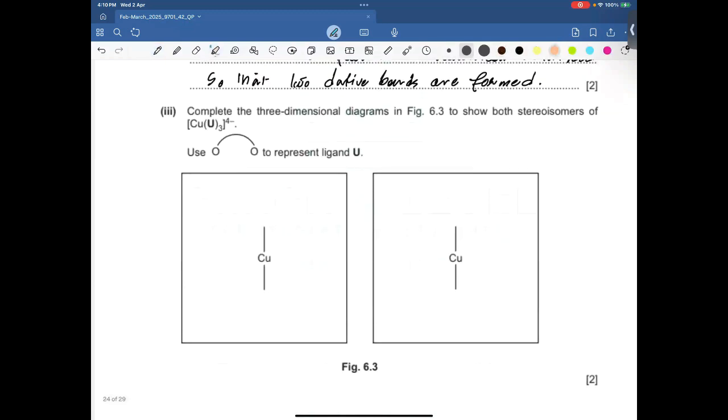Complete the three-dimensional structure. Three-dimensional means you need to make a dotted line and a pyramid. This is your dotted line and this is your pyramid. Same here, dotted line and pyramid. We have discussed in class that a bidentate ligand is represented by this symbol. So let's make this structure.